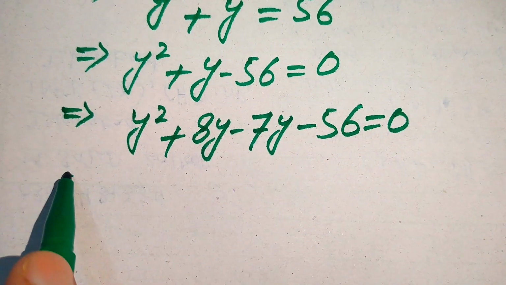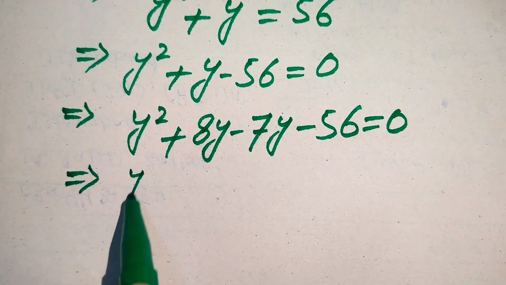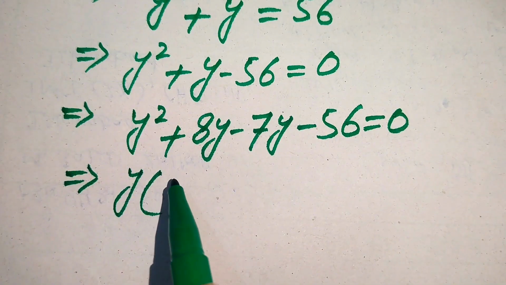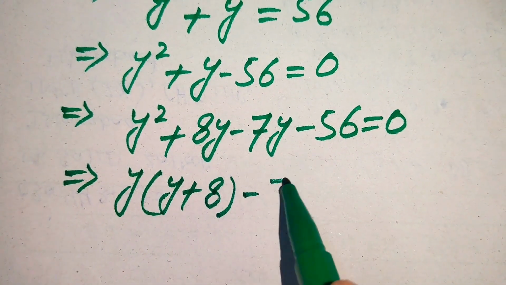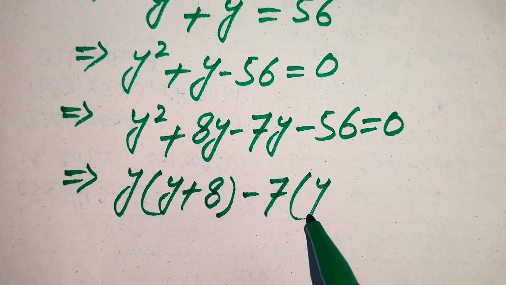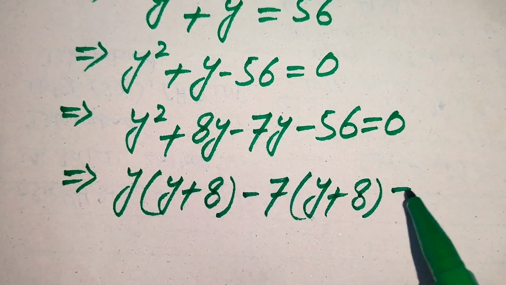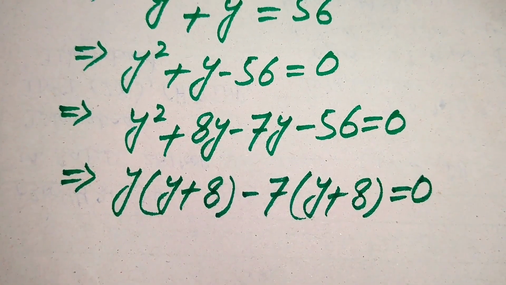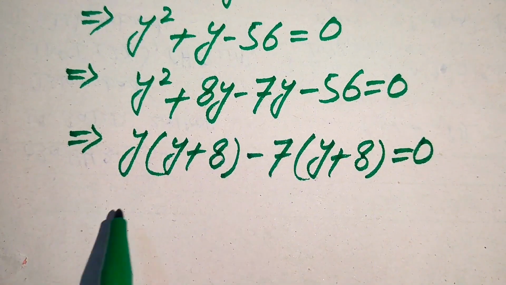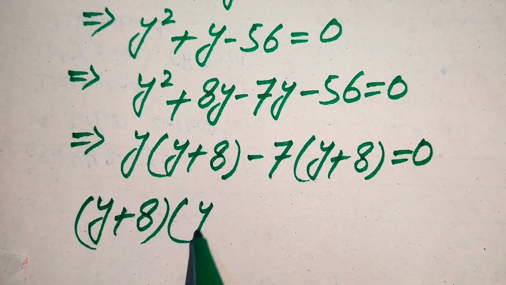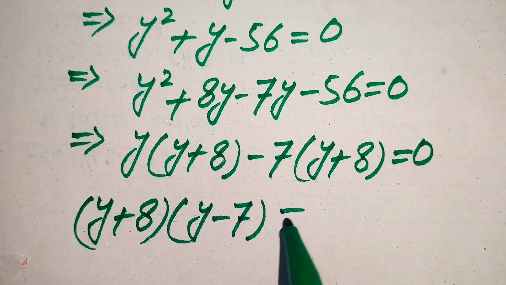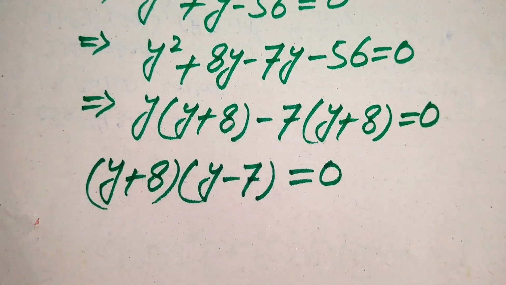So now here we need to take common y from the first two terms. So when you take common y from here, we will get y plus 8, and when we take common minus 7 from here, we will get y plus 8 is equal to 0. So further in the next step, you see here y plus 8 is the common term. So when you take common y plus 8, we will get here y minus 7 is equal to 0.